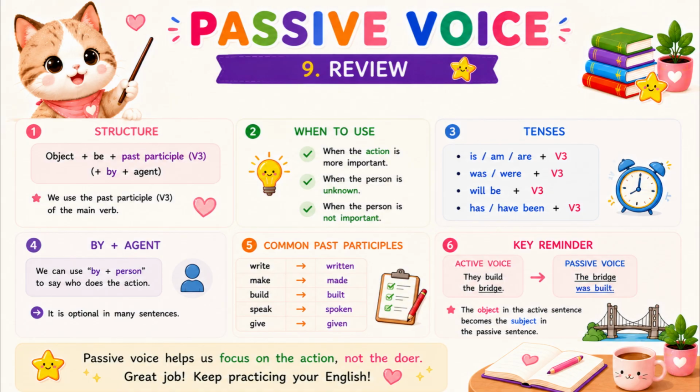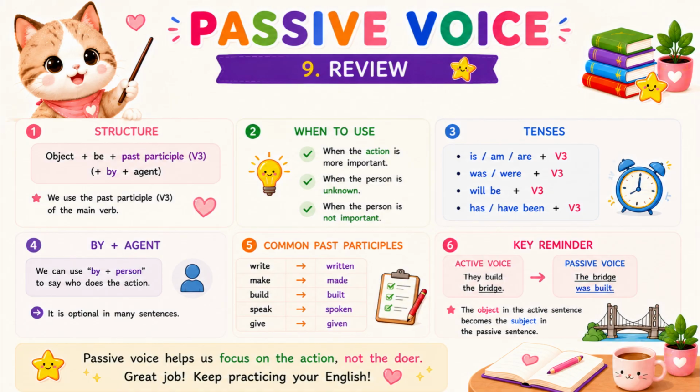Now, let's review some common tense patterns. Present simple. Is, am, or are, plus V3. Past simple. Was or were, plus V3. Future simple. Will be, plus V3. Present perfect. Has or have been, plus V3. What about by plus the agent? We use by plus the person to say who did the action. However, it is optional in many passive sentences.